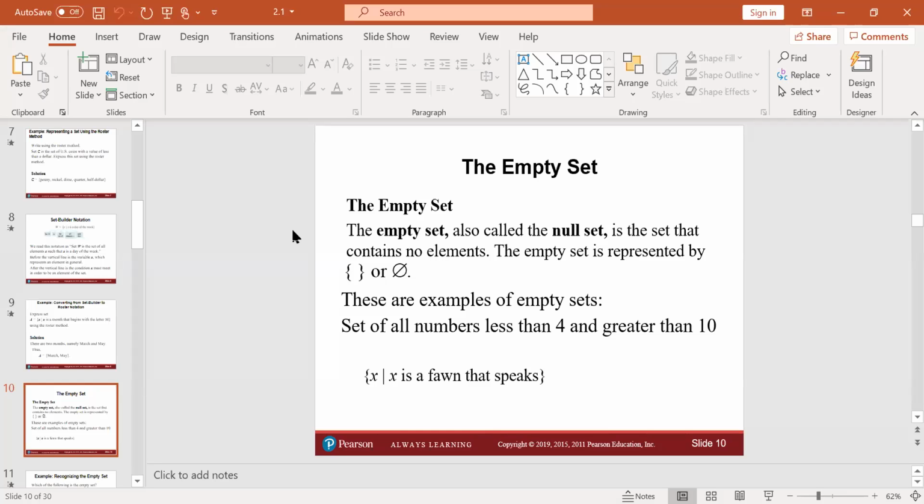So the empty set, AKA the null set, is a set that has nothing in it. It's exactly what it sounds like if you were to say empty set. You can use this symbol here, kind of like the Ghostbusters symbol, and that's what you want to use. We're in section 2.1.